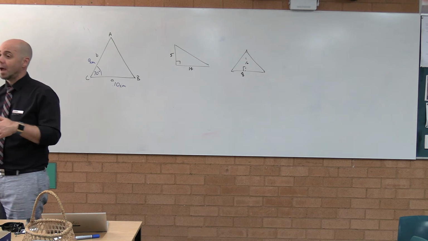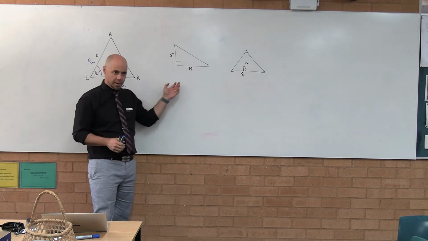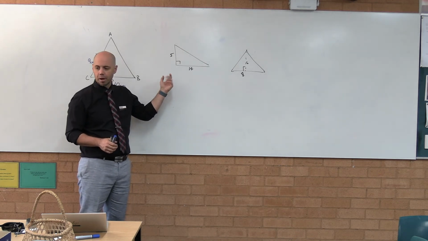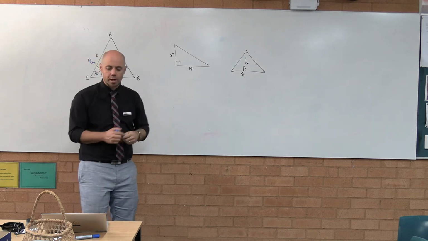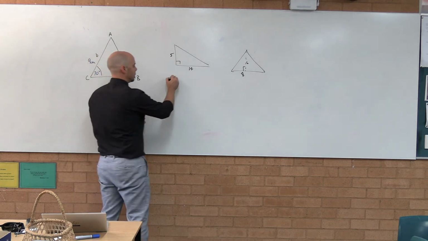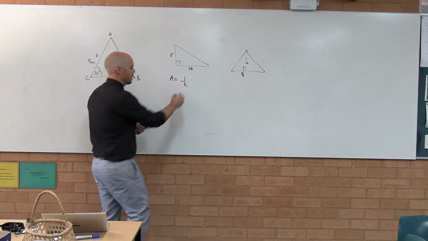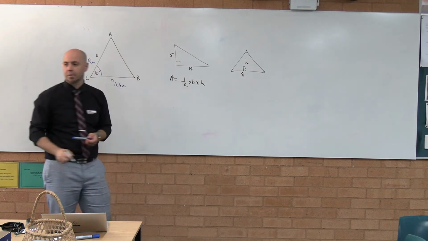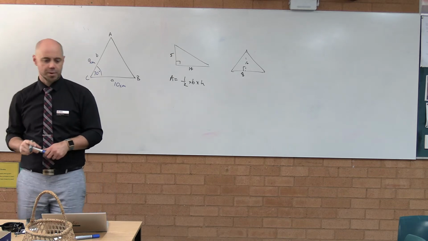And hopefully it should not be any kind of surprise to you, but when we calculate the area of a triangle, we get half of the base times the height, and that works out the area of the triangle for us. That rings bells? We're all good with that?